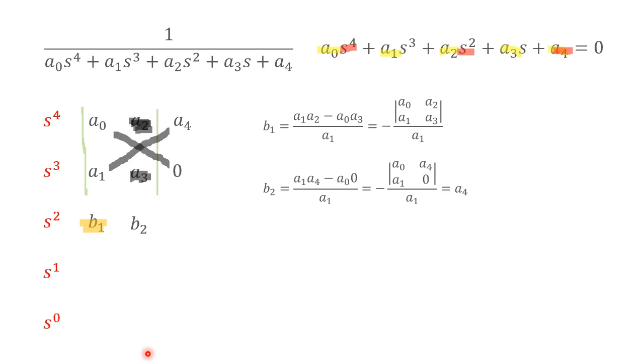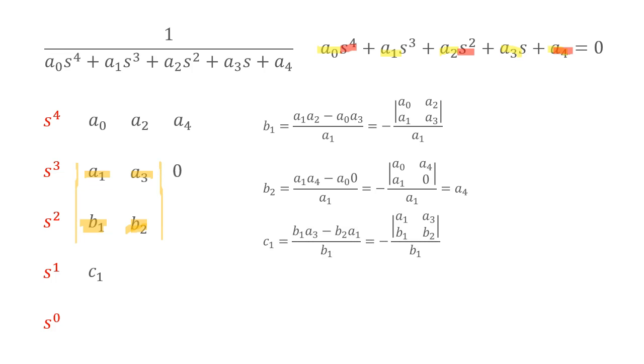Okay, now let me erase this all. Now we have C1. In the same way, for C1, we are considering these four terms, in the similar manner: B1 into A3 minus A1 into B3, or you can say minus the determinant of this, divided by B1. So it will give you C1.